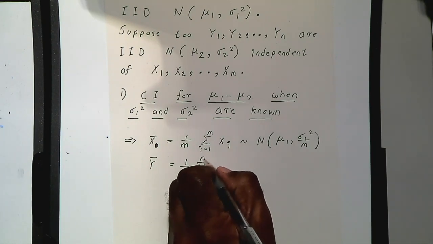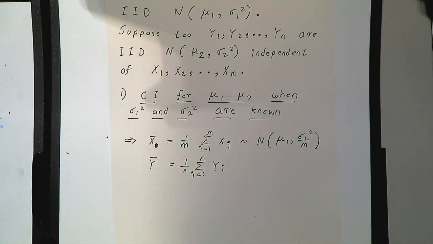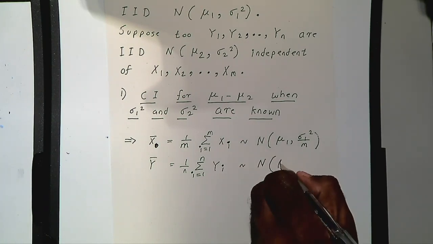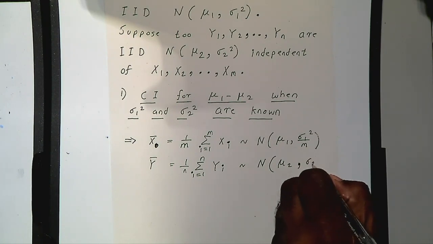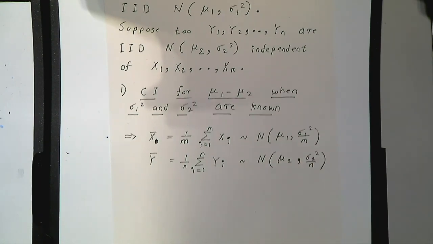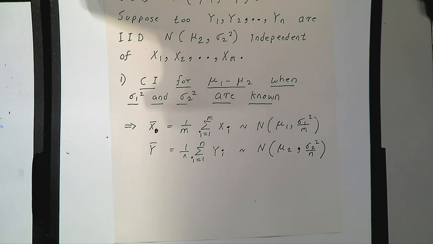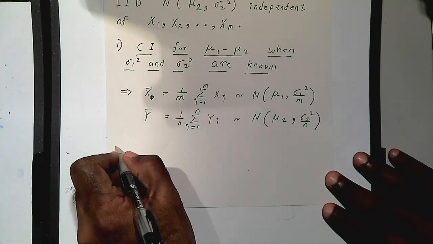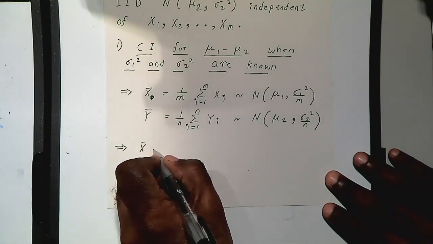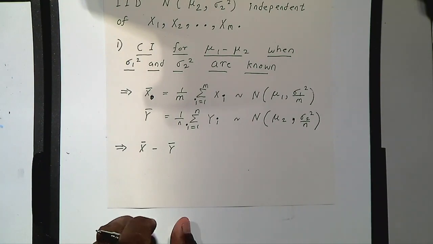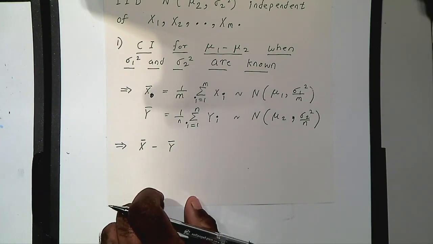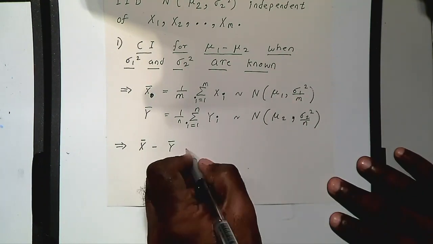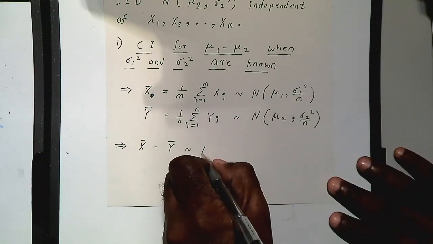If y bar denotes the sample mean for the second sample, it will also have a normal distribution with parameters mu2 and sigma 2 squared by n. Right? You follow me? So what can you say about the distribution of x bar minus y bar? X bar has this, y bar has this. So the difference will have, just look up in the properties I gave you.